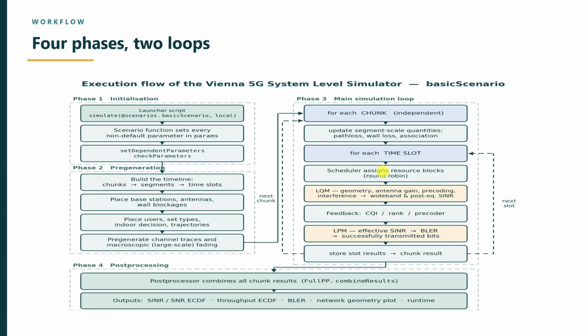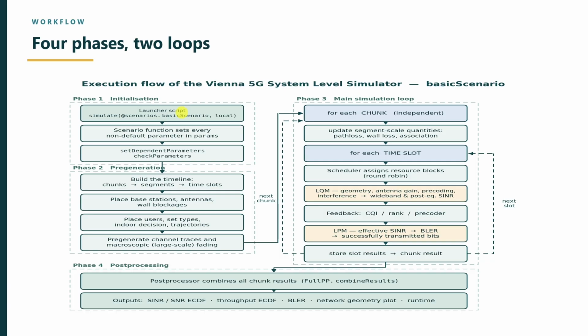This is our flowchart for the execution. There are four phases. Phase one is the launcher calling simulate, which builds the parameter objects holding every default, then lets the scenario file override what it needs. Phase two, the pre-generation. This surprises people: the whole network is built before any time passes.